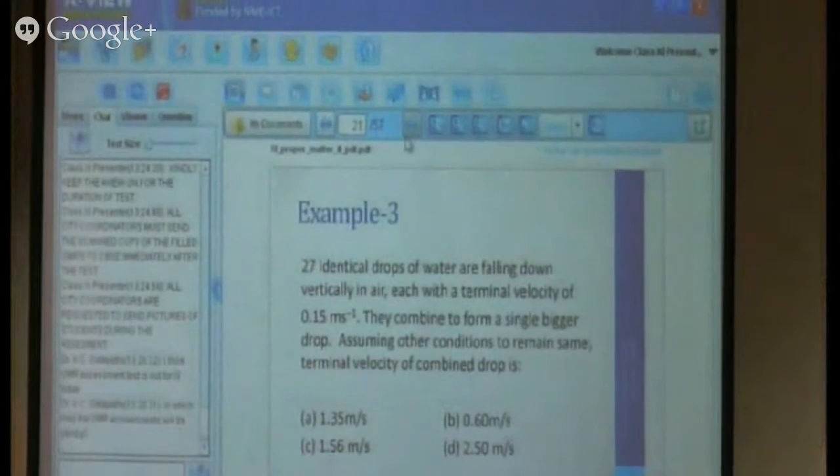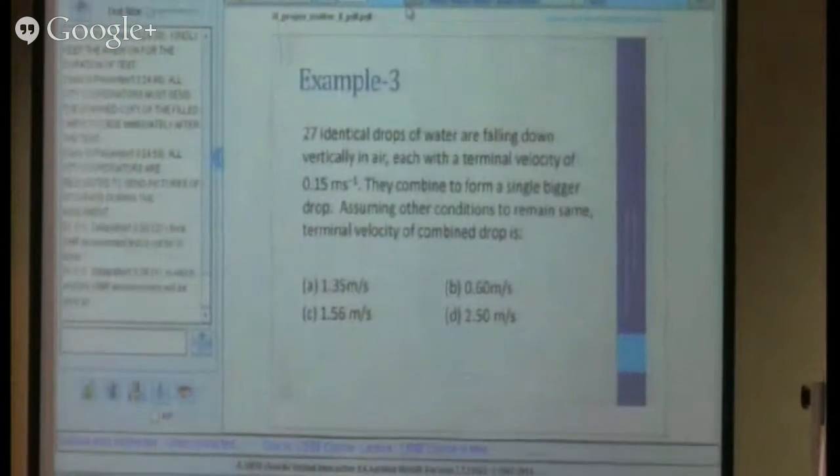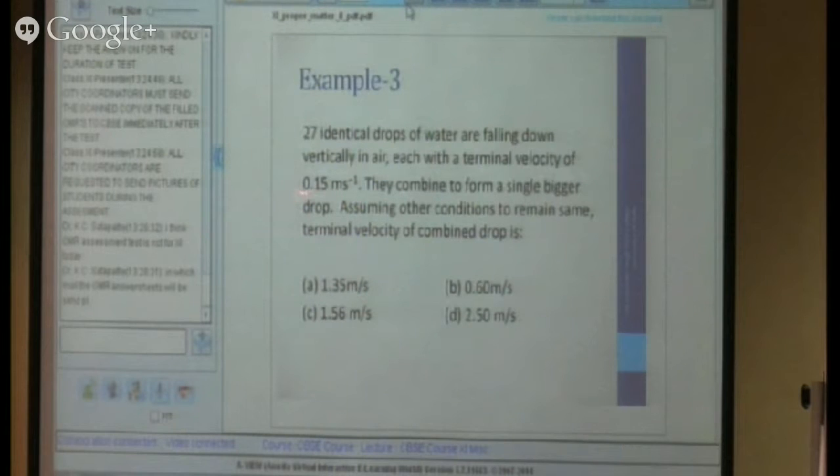Okay, a new variety of question. It reads like this: 27 identical drops of water are falling down vertically in air, each with a terminal velocity of 0.15 meter per second. They combine to form a single bigger drop. Assuming other conditions remain the same, the terminal velocity of the combined drop is. Try to do it with the method which I told you, right? You have to attack it aggressively and do it faster.